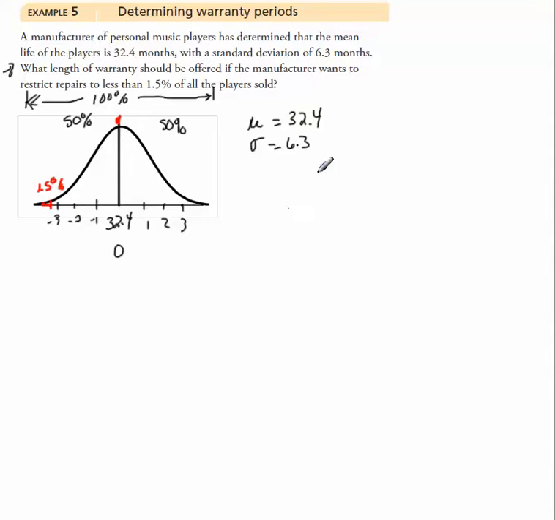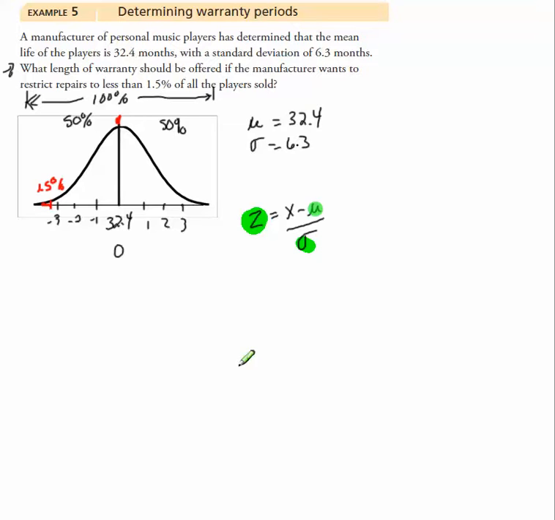Now, to solve this, we'll go back to our z-score equation. Score, subtract the mean, divide by standard deviation. So out of this, we know the mean here. We know the standard deviation. We're given a percentage, which means that we can find the z-score using the table. So then we're going to be left with what we have to find, which is the score. In other words, the number of months.